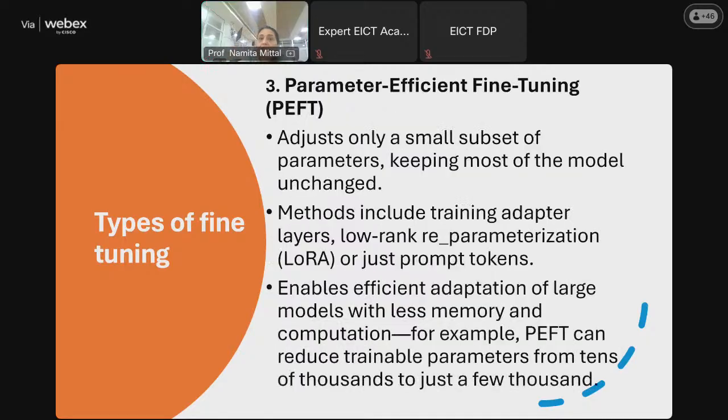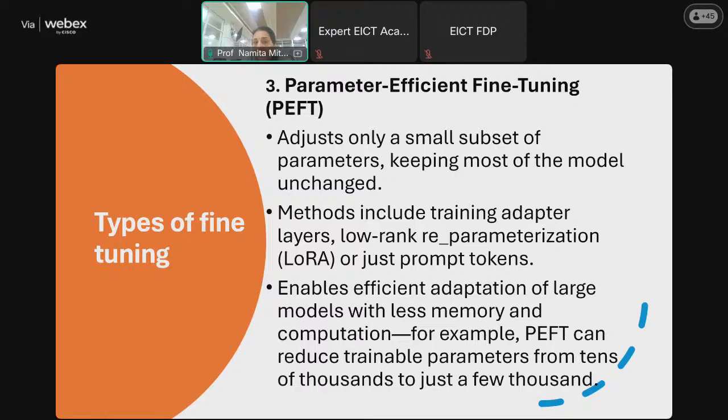The third kind of fine tuning is parameter efficient fine tuning, PEFT. FT stands for fine tuning and P stands for parameter efficient. It adjusts only a small subset of parameters. There may be several parameters in the base model, but we are changing only certain parameters. Otherwise, we are keeping the remaining parameters the same, right?